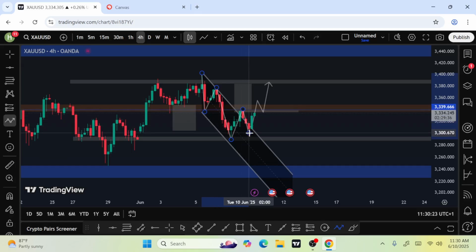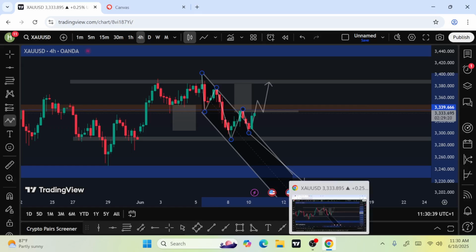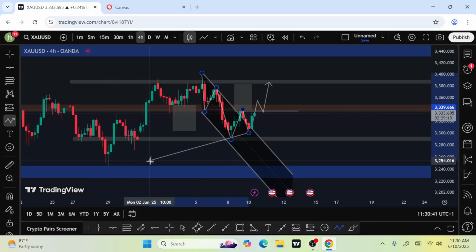Now, after the wave 5, we are supposed to have a correctional wave. So the A, see what I drew. This one now, A, B, C. Do you understand? Probably then when it gets here, market will now start selling again. The ABC could be here.